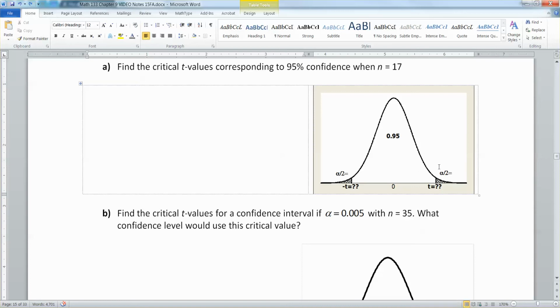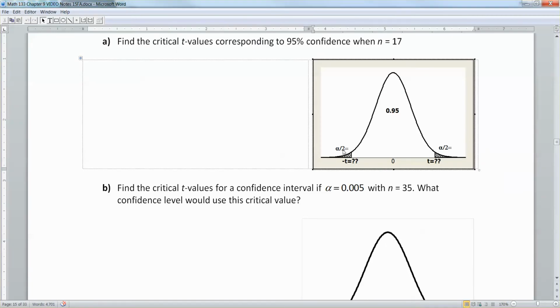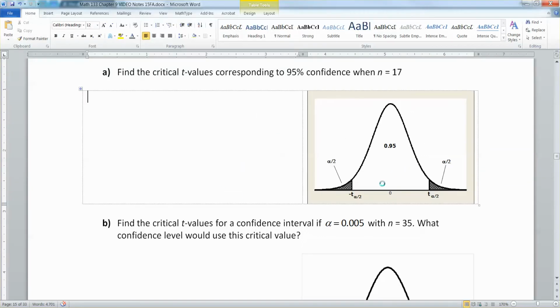Okay, so I have my t-curve drawn. I have alpha over 2 over here on the right, alpha over 2 over here on the left, and then I'm going to put little arrows down so that it points down to the curve. There, I just labeled it a little bit better real quickly for you.